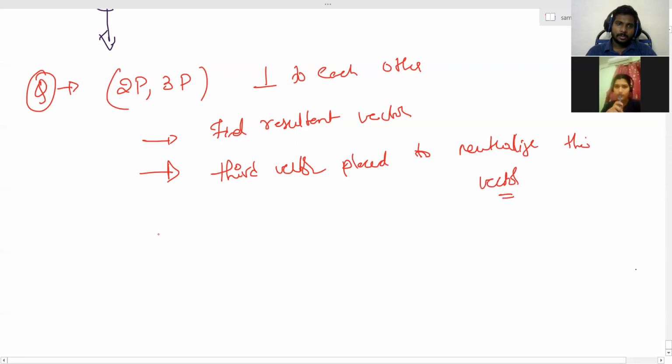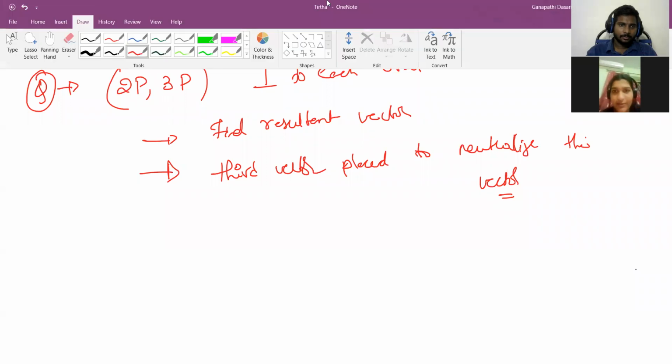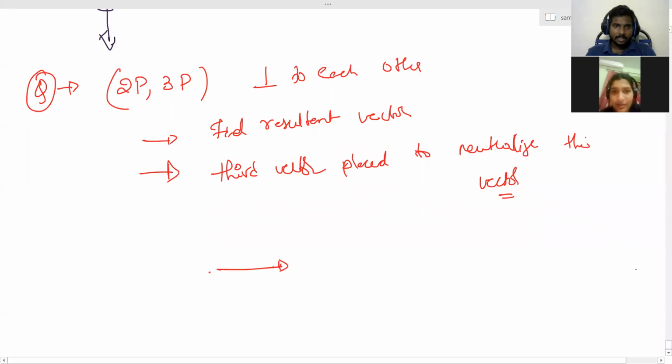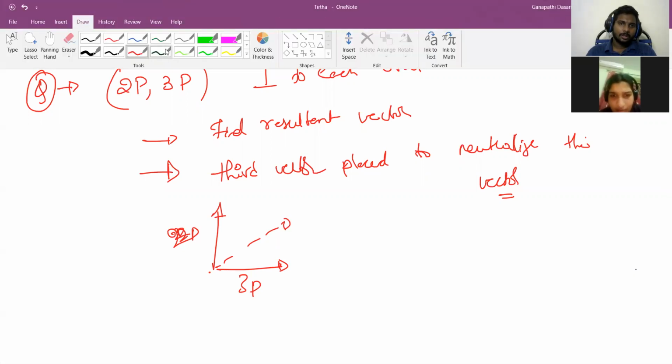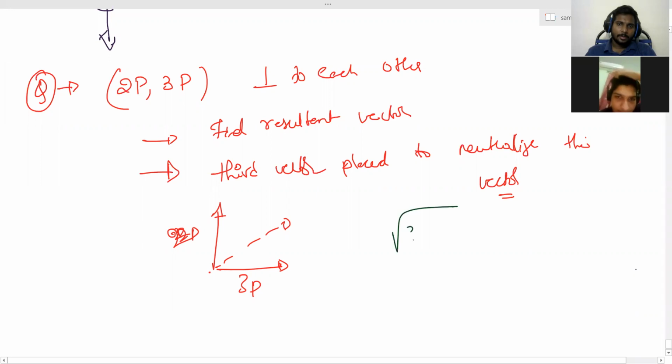Can you solve the question? Try it out. Yes, sir. The first answer is root 13p. Yes, that's true. The magnitude is the square root of (3p) whole square plus (2p) whole square, because they are perpendicular. That is root 13p magnitude.